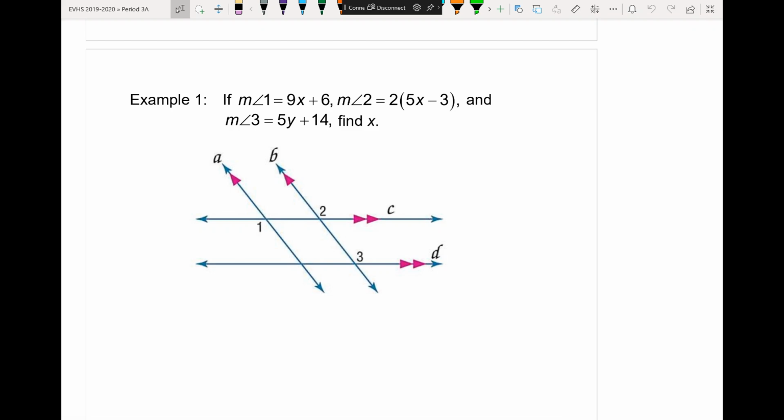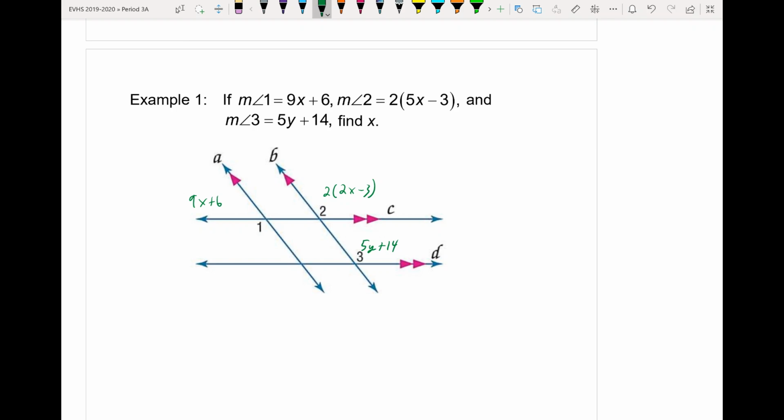First off, using this picture, I mentioned last time that our little arrows would show us when we are parallel. In this case, we've got 2 sets of parallel lines. The double arrows mean those 2 are parallel. C and D are parallel. A and B are parallel. So, the measure of angle 1 is 9x plus 6. Angle 2 is 2 times 2x minus 3. And angle 3 is 5y plus 14.